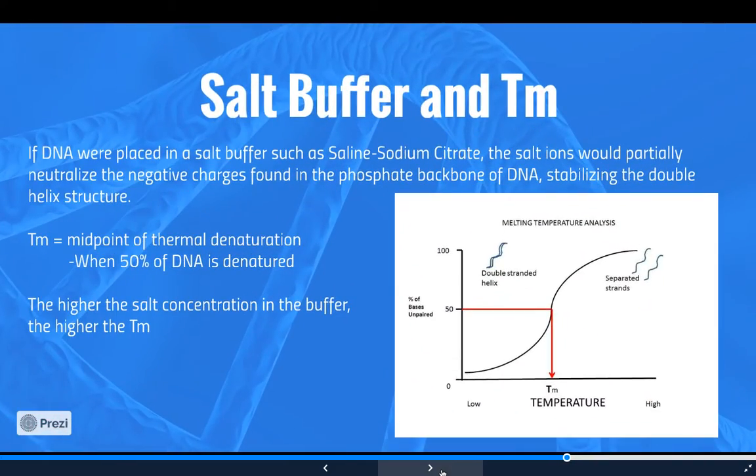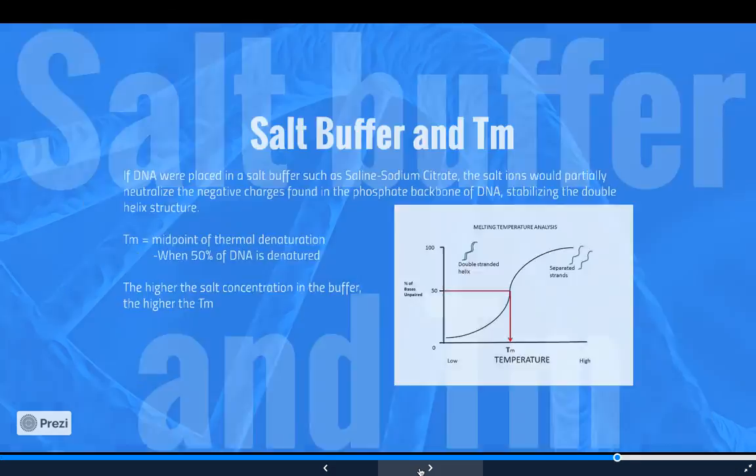The phosphate backbone of DNA has negative charges present, which can destabilize the double-stranded DNA. If we were to put DNA into a salt buffer, such as saline sodium citrate, the salt ions would partially neutralize these negative charges, stabilizing the double helix structure. Tm stands for midpoint of thermal denaturation, when 50% of the DNA is denatured. By putting DNA into a salt buffer, the midpoint for thermal denaturation would increase as salt concentration increases.